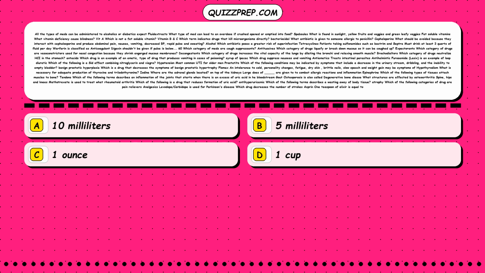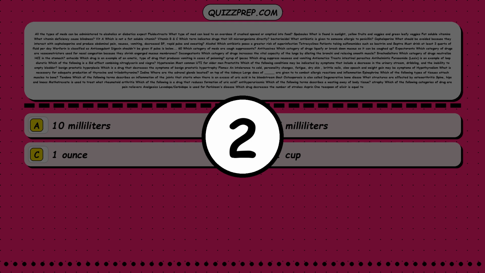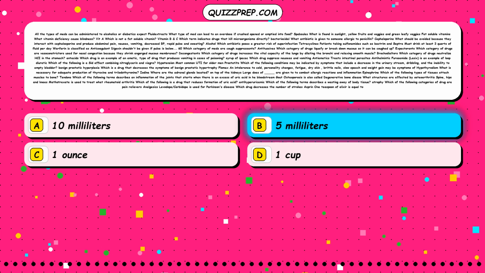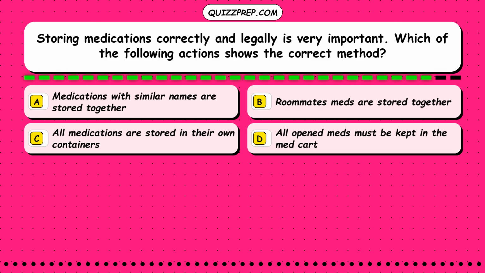Option B, 5 milliliters. Option C, 1 ounce. Option D, 1 cup. The correct answer is option B, 5 milliliters. Question 359. Storing medications correctly and legally is very important. Which of the following actions shows the correct method?